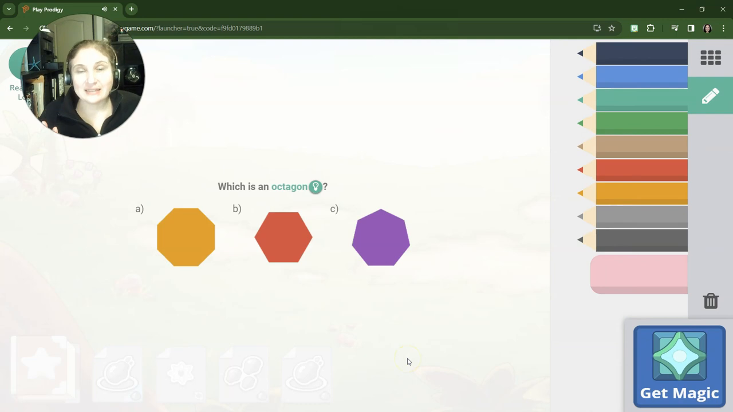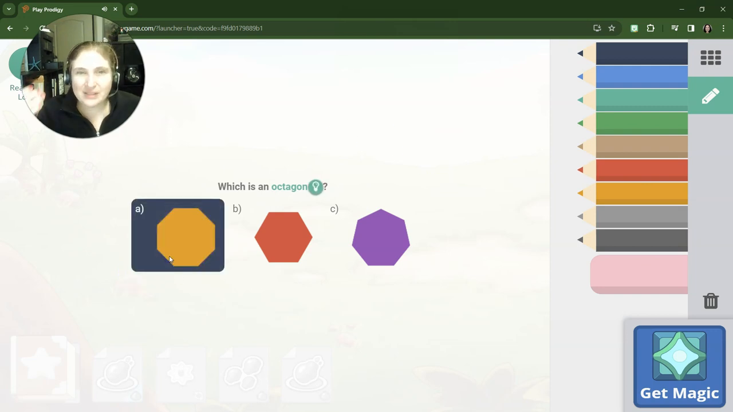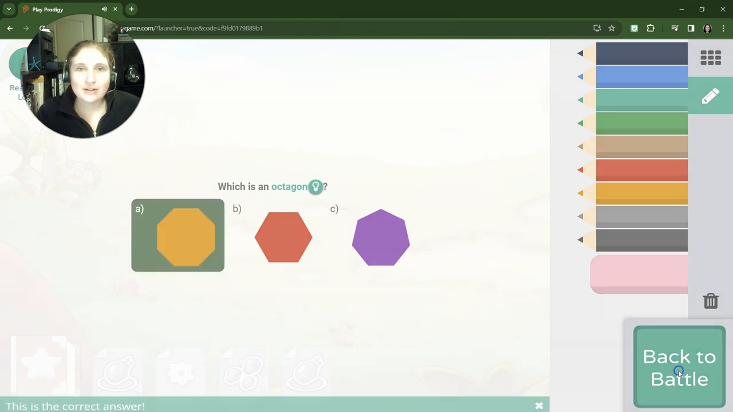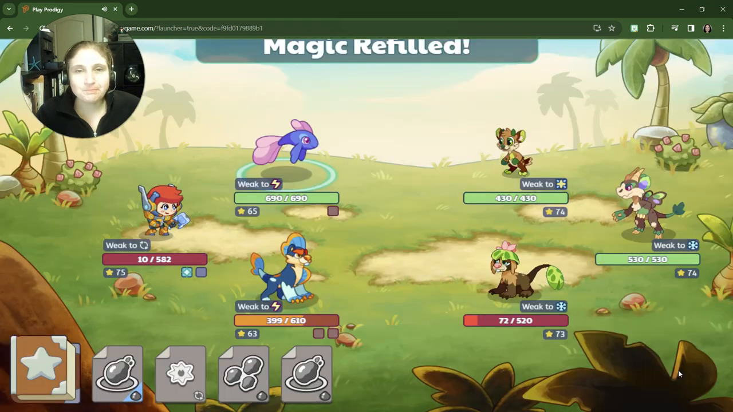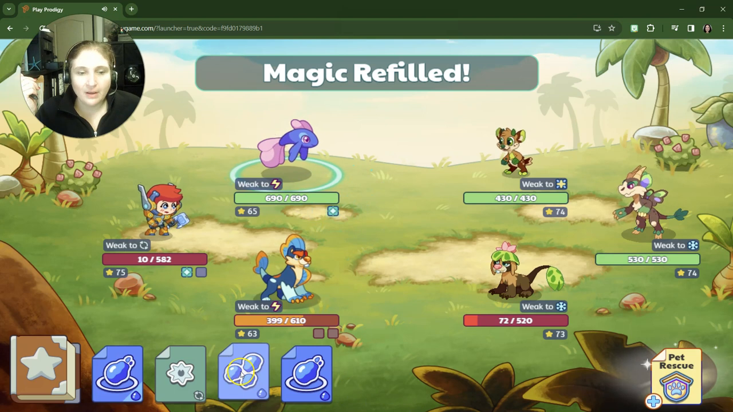Okay, octagons have eight sides. Octagons look like stop signs. So which one of those looks like a stop sign? Yeah, letter A. Octagons have eight sides. Think about how an octopus has eight legs or arms. So oct means eight. Okay, and I know it doesn't make any sense because October is the 10th month of the year, but oct means eight.